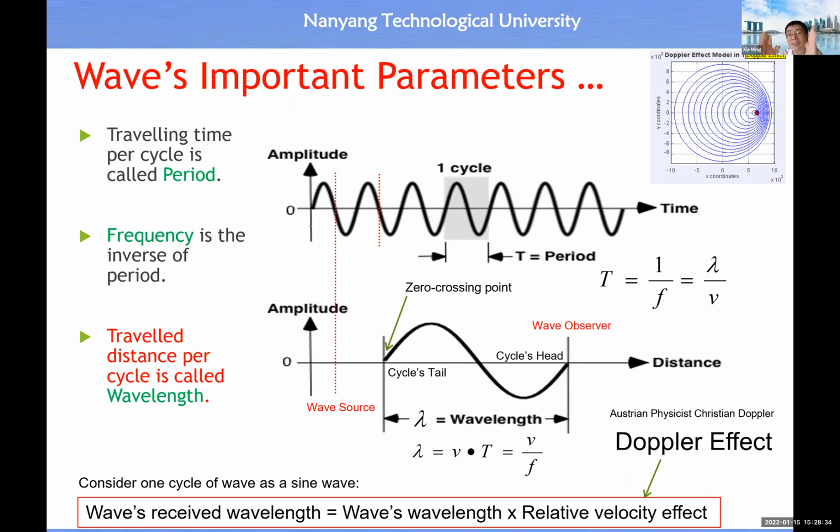Okay, shorter distance per cycle, all right? Because wavelength means what? Distance per cycle. And when the relative velocity increases, then at the sensor side, it is equivalent to receiving a series of amplitude values with longer wavelengths, right?